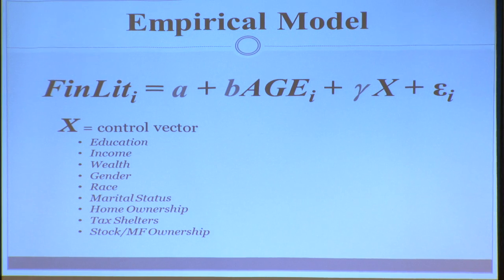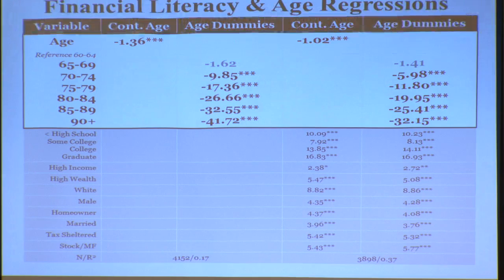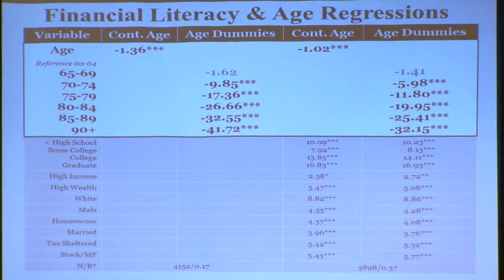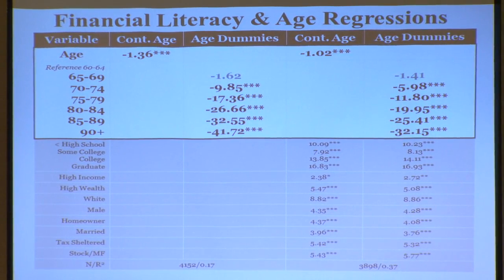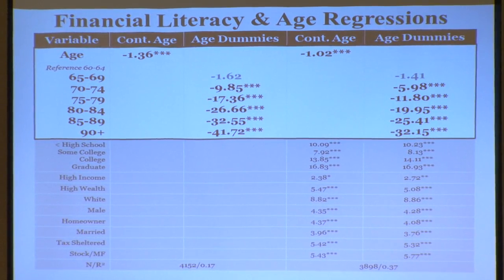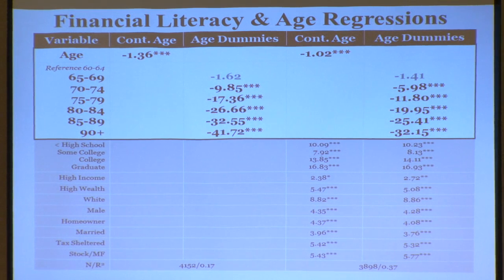So there are a lot of reasons why it might go down with age, which means that we have to do a multivariate analysis, and I'm sure you're not going to be surprised to see what the results are. It is that when we don't control for anything, we see about a 1.3 percentage point decline in financial literacy score per year. When we do control for household characteristics, we see a 1.02 percentage point decline in financial literacy per year.